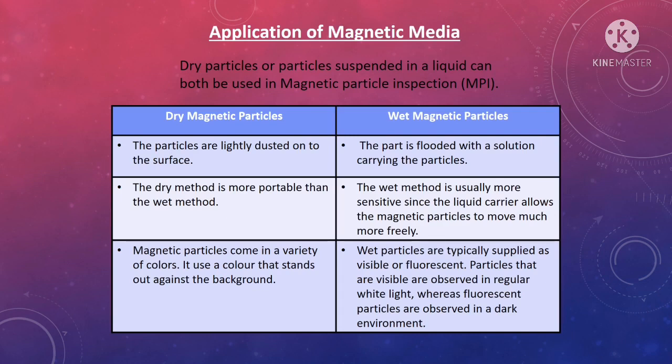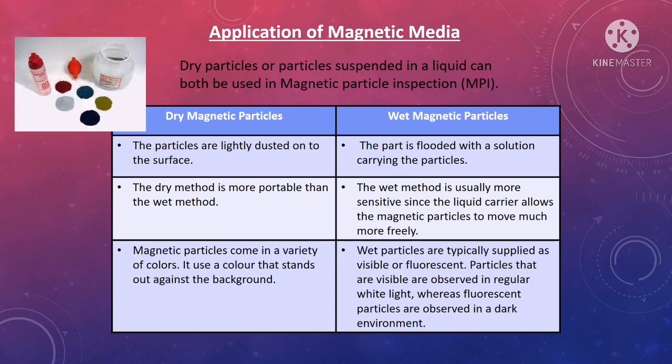Application of magnetic media. Dry particles or particles submerged in a liquid can both be used in MPI. Dry magnetic particles are lightly dusted on the surface. The dry method is more favorable than the liquid method. Magnetic particles come in a variety of colors. It can use a color that stands out against the background.